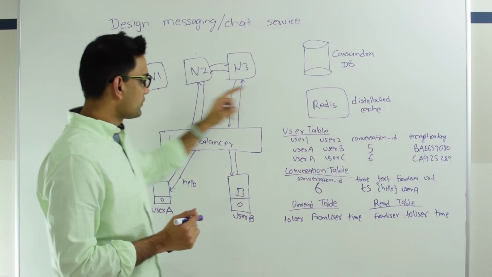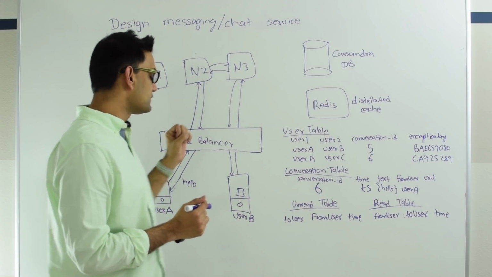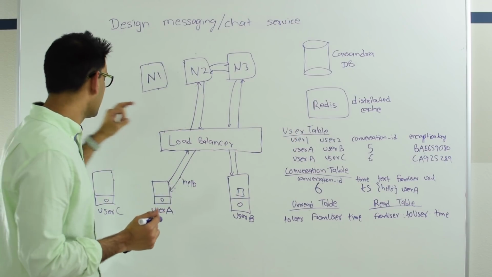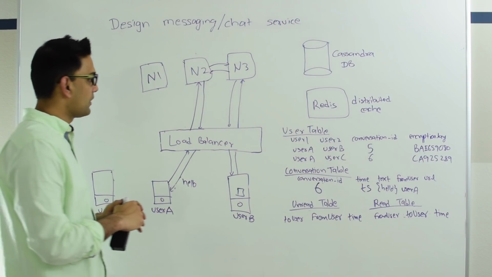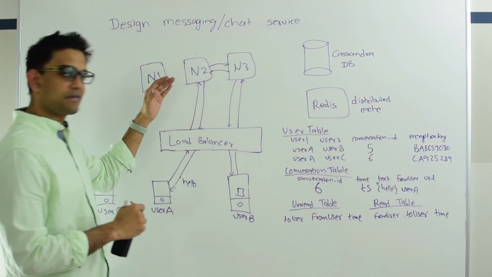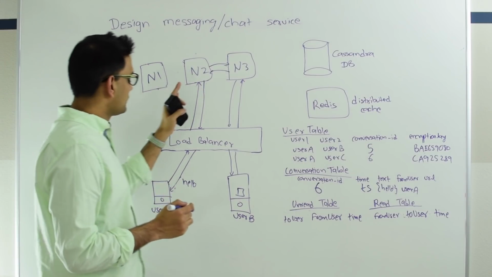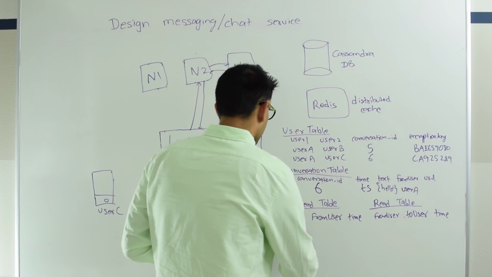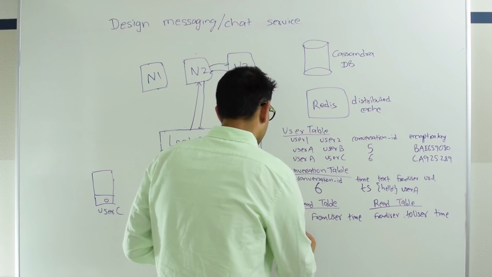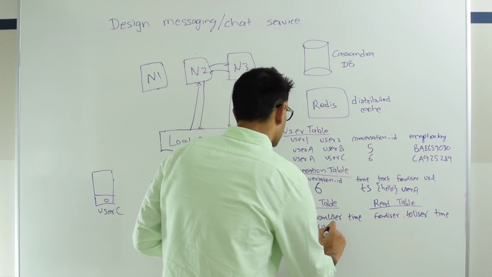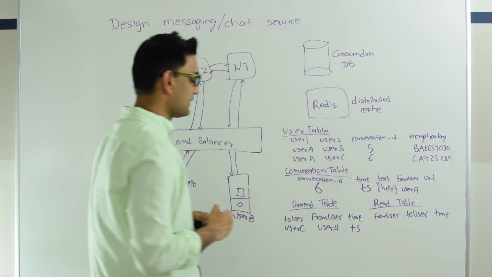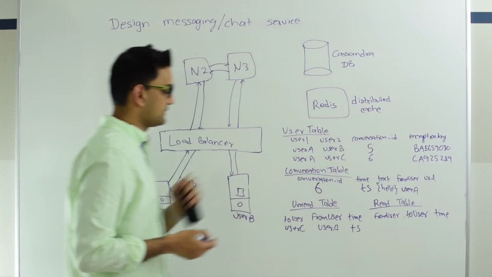Now N2 will look into Redis to see whether user C is online right now, and whether there is any host which is managing user C. Since user C is offline right now, he cannot send this message to user C. So what he's going to do is store this message in this unread table. So the to user in this case is user C, the from user is user A, and the time is T5. The time is saying the time of the earliest unread message.